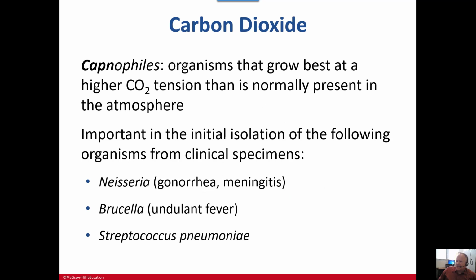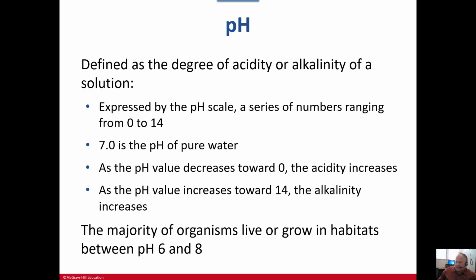Capnophiles, now on the other side of the spectrum, utilize carbon dioxide. These are organisms that grow best at higher CO2 tensions than normally present. Neisseria gonorrhoeae, Neisseria meningitidis, Brucella for undulant fever, and Streptococcus pneumoniae are examples of capnophiles.